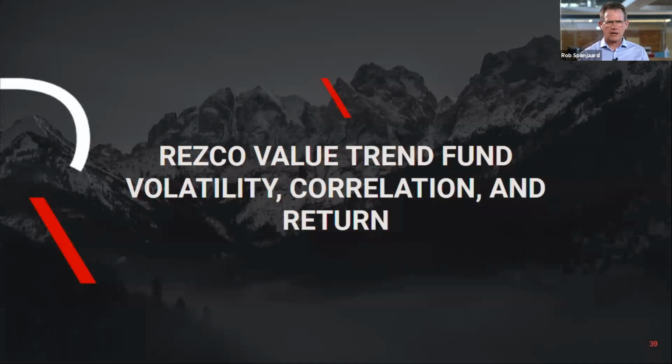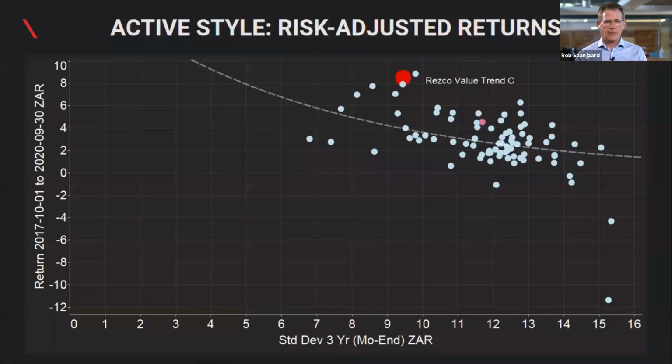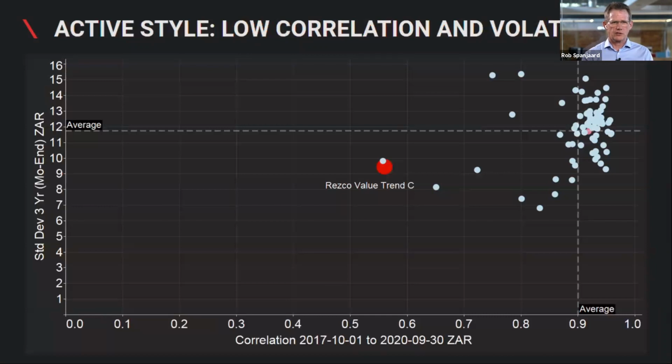But what do your risk stats look like? Looking at an example, the Rezco Value Trend Fund, it's quite similar for all our balanced funds, our Managed Plus fund, and even our stable fund. It's obviously lower risk stats because it's a stable fund, but it's a very similar picture. I'll just use Value Trend as an example. You've got the return on the vertical axis, and the standard deviation at the bottom. You want to get that return, but you don't want to be taking a whole lot of risk.